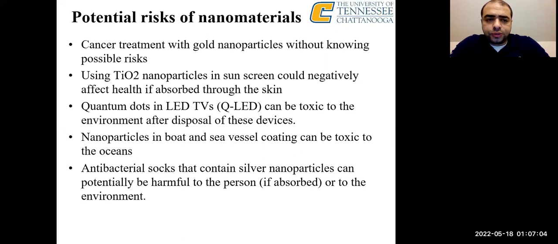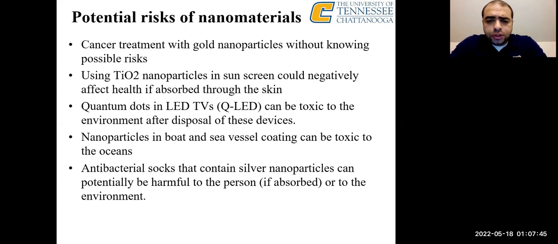Potential risks of nanomaterials. Some of the potential risks include, for instance, cancer treatment with gold nanoparticles. This was actually very popular research that came out 12 years ago, in which gold nanoparticles were used for treatment of cancer. The gold nanoparticle sticks to the cancer cell, and then by heating, for example, using microwave, you can damage the cancer cell.